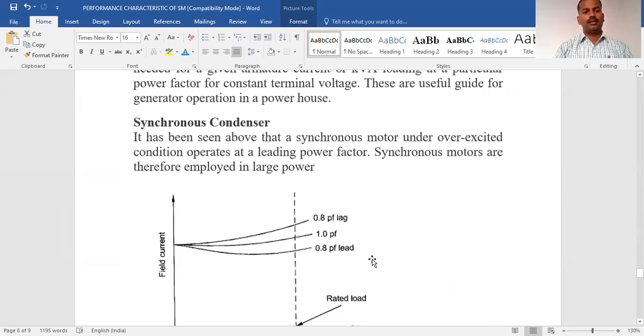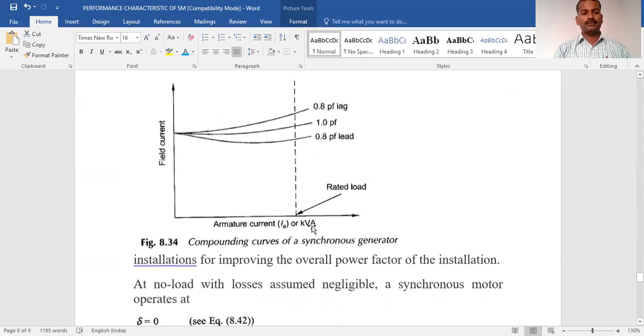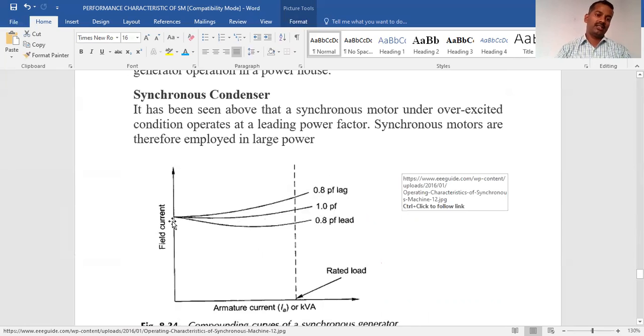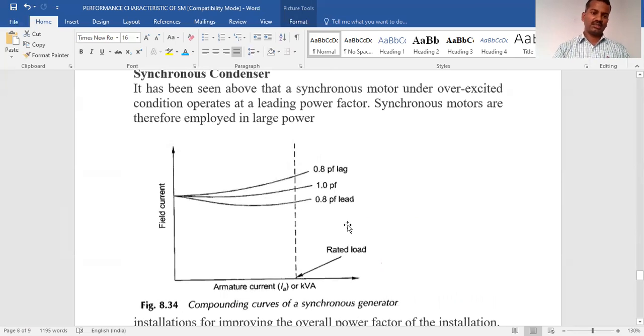This is a simple graph, you can understand it. Field excitation under unity power factor will be constant. While for lagging power factor, more excitation current will be required. In case of leading power factor, it requires less armature current.